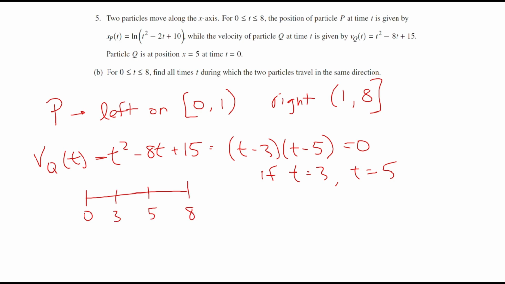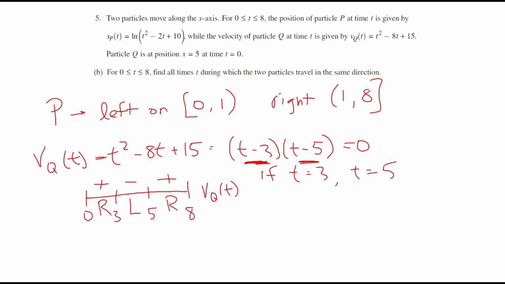And if we test something like 1 into v sub q, t minus 3 is negative and t minus 5 is negative. And if you multiply two negatives together, you get a positive. So the particle is moving to the right. If you test something like 4, between 3 and 5, you get a positive for t minus 3, but a negative here. So a positive times a negative is a negative, and we're moving to the left. And testing something like 6 gives you two positives on t minus 3 and t minus 5. So we're back moving to the right.